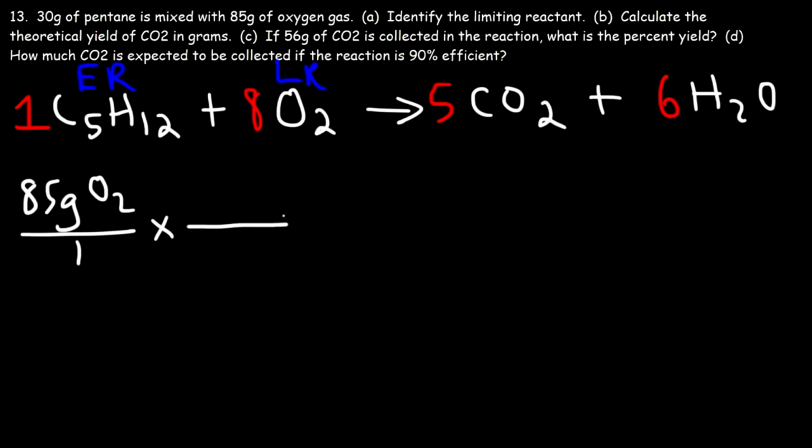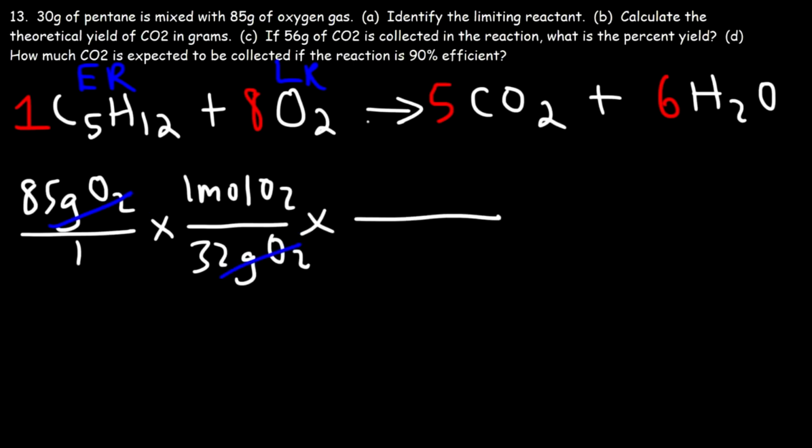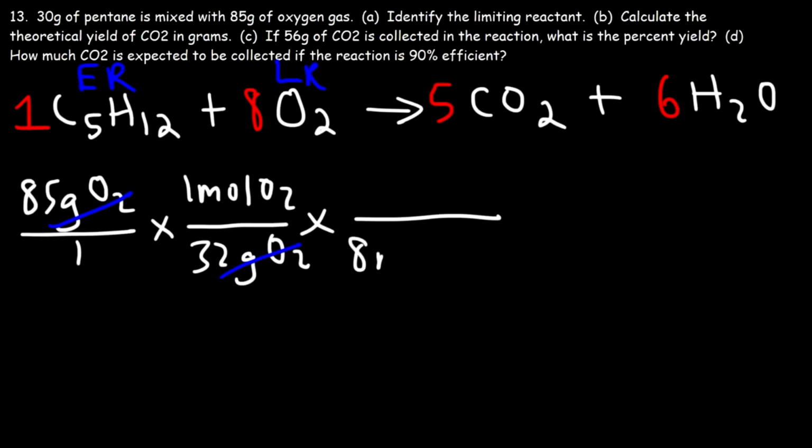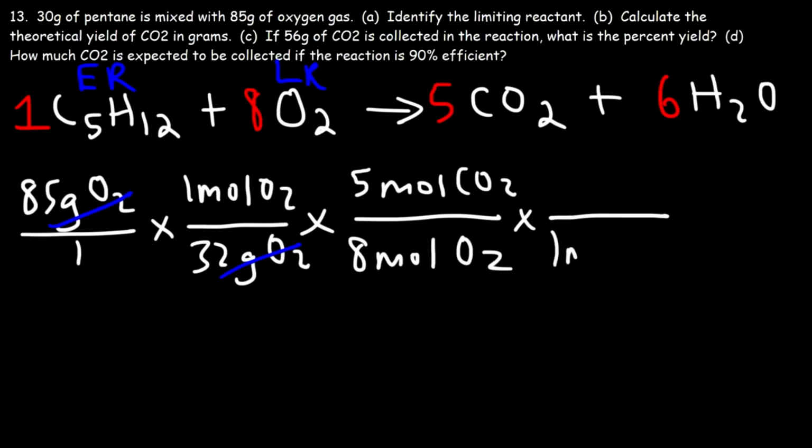So we know that the molar mass of O2 is 32 grams per 1 mole. Now don't forget to set it up in such a way that the unit grams cancel. Now let's use the molar ratio between O2 and CO2. So it's 8 to 5. For every 8 moles of O2 that reacts, 5 moles of CO2 will be produced. Now finally, what we need to do is convert moles of CO2 into grams using the molar mass, which is 44.01 grams per mole.